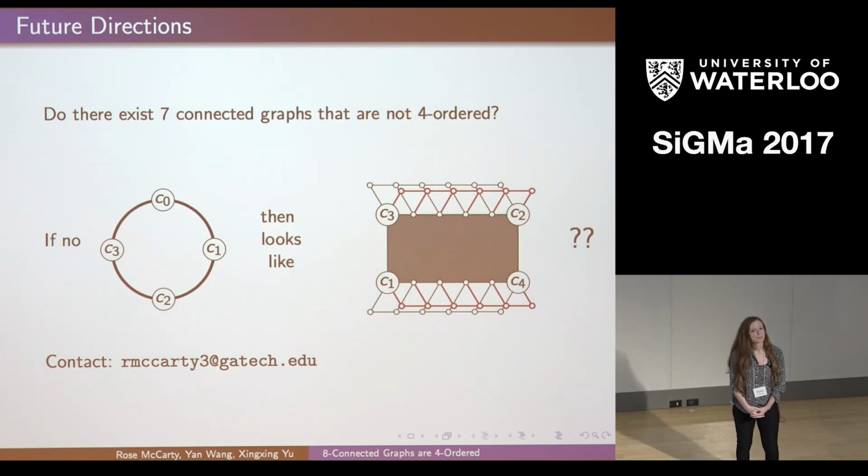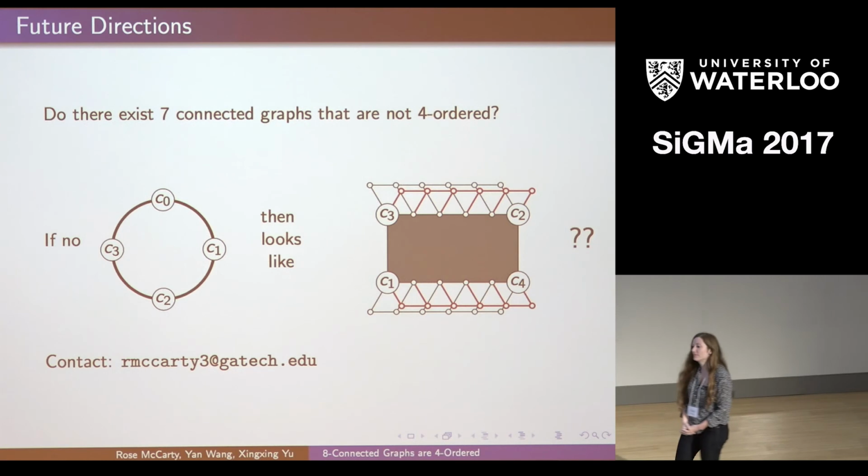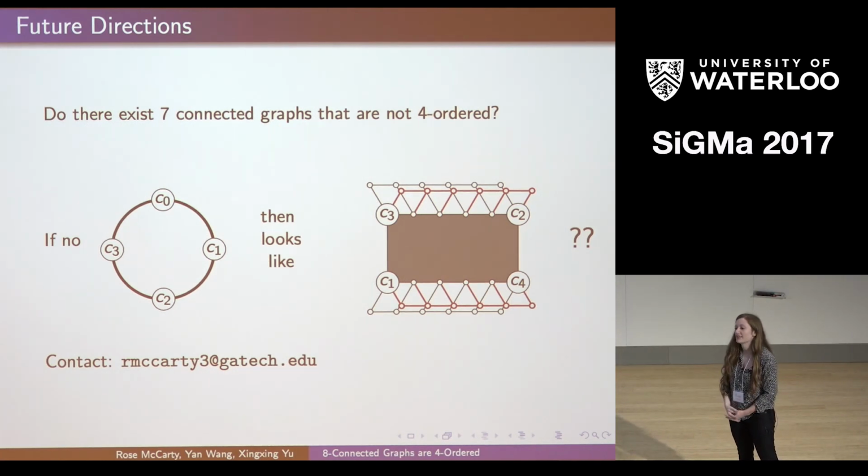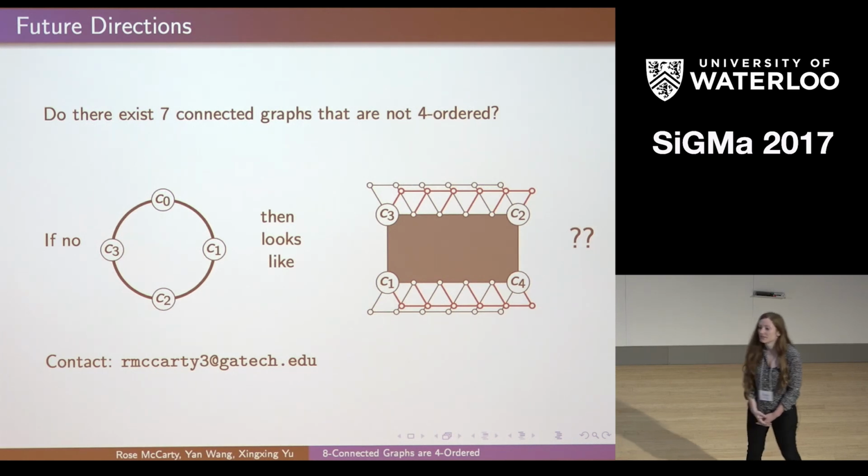Any questions? In your definition of k-ordered, do the starting vertices and ending vertices have to be disjoint? Yes, in the definition that we're using. That's right.